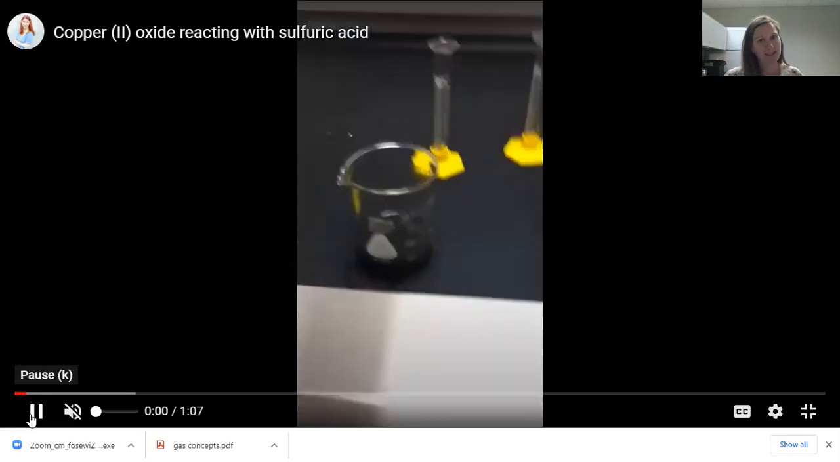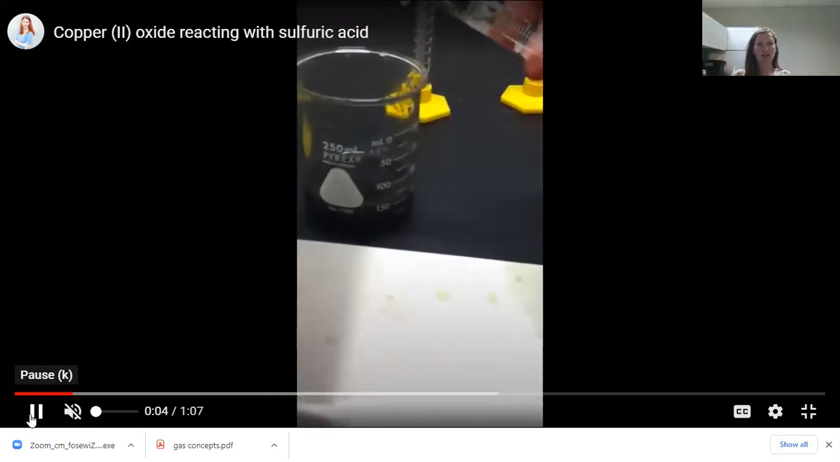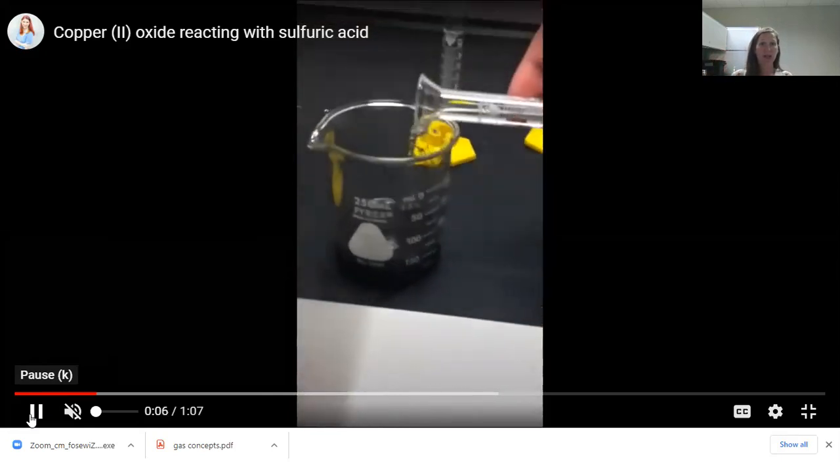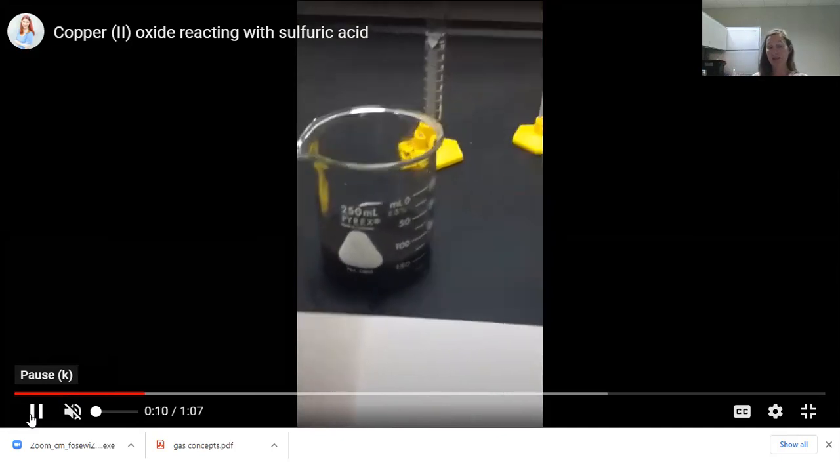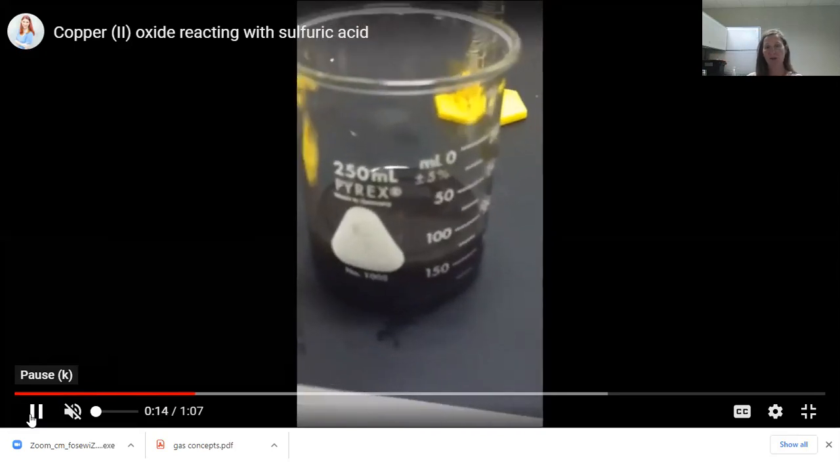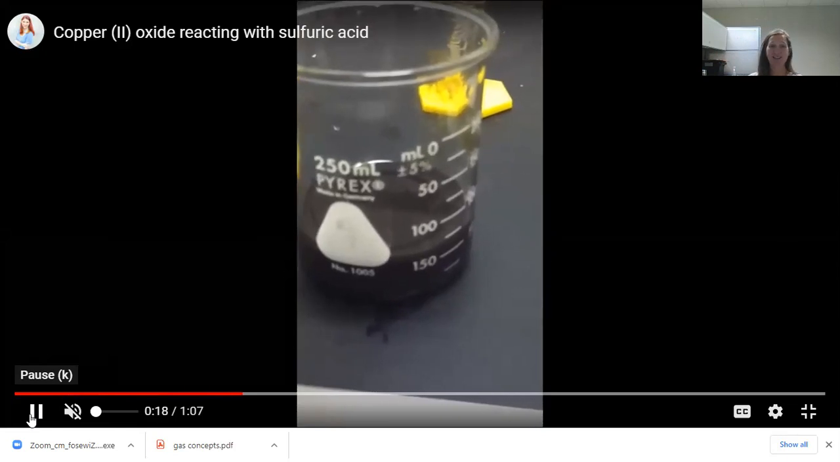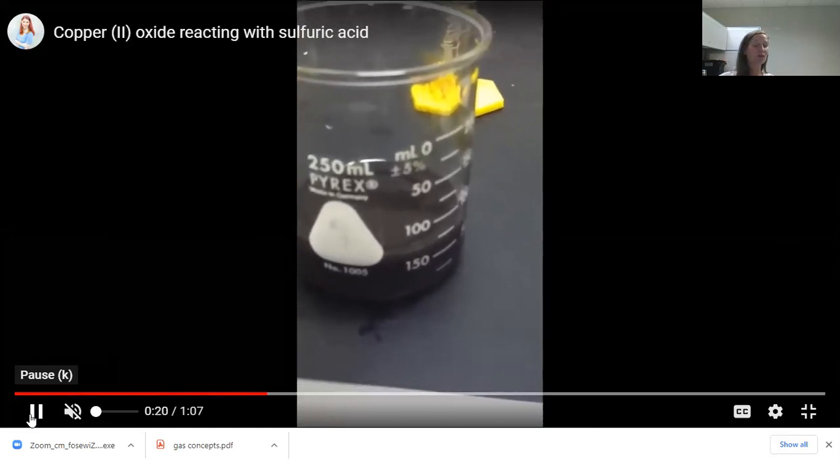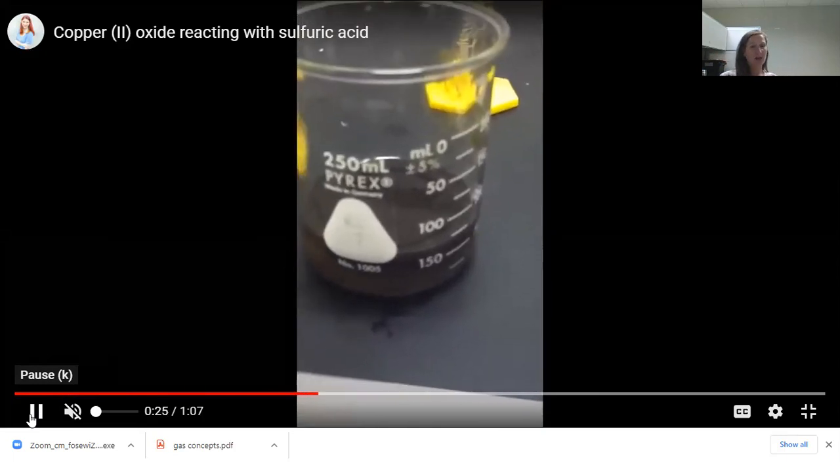All right, so I said it's a little shaky, sorry about that, but that's the black copper 2 oxide solid in water. And now what they're doing is they're adding the sulfuric acid. Now this is a double displacement reaction, so it's going to take a little while for it to occur because the copper 2 oxide is a solid, it's not aqueous. So the reaction takes a little longer than if it was aqueous and in its ions.